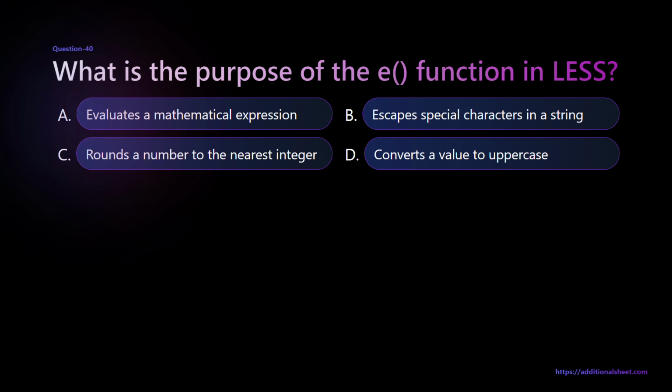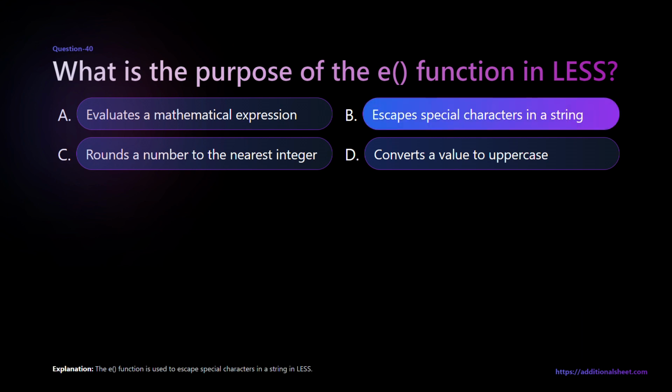What is the purpose of the E function in less? Option A, evaluates a mathematical expression. Option B, escapes special characters in a string. Option C, rounds a number to the nearest integer. Option D, converts a value to uppercase. The correct answer is option B, escapes special characters in a string.